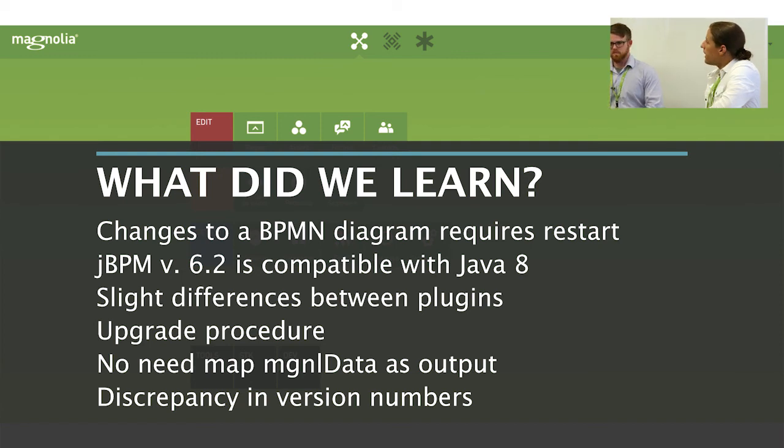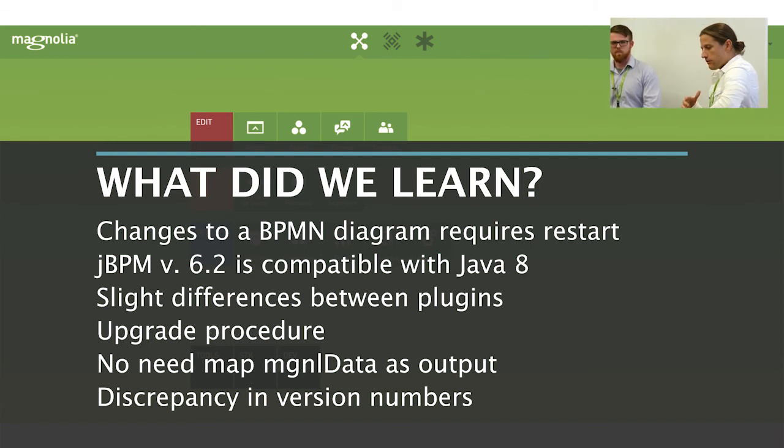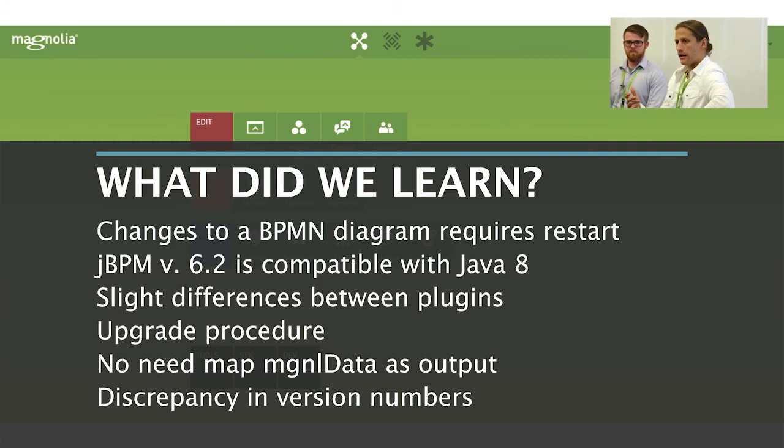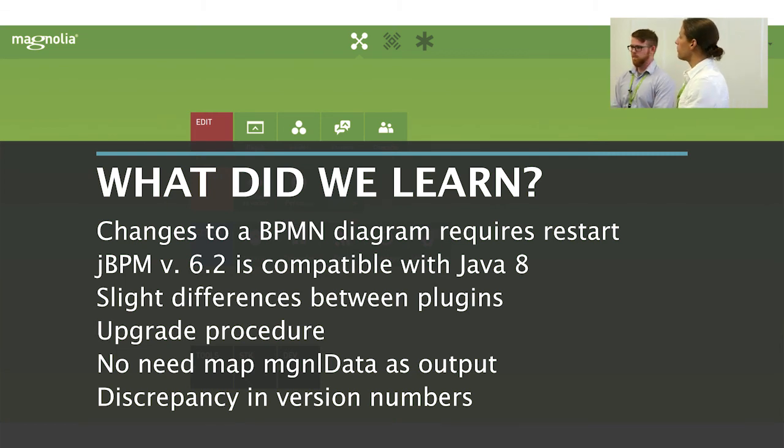Another thing that I've learned is the upgrade procedure. So you want to make sure before you upgrade your version of Magnolia that all of the workflows have completed successfully. If they haven't, upgrading can, I don't know exactly what's happening underneath there, but can screw up any workflows you try to initiate after the upgrade. So just make sure that all of these workflows have completed successfully.